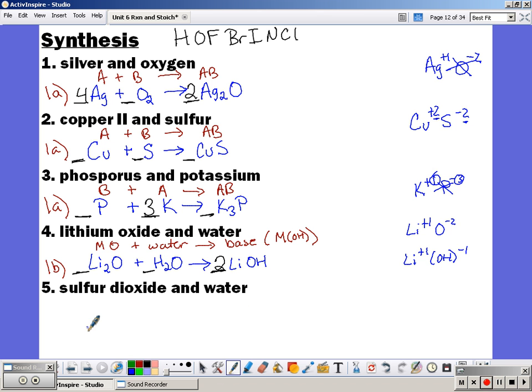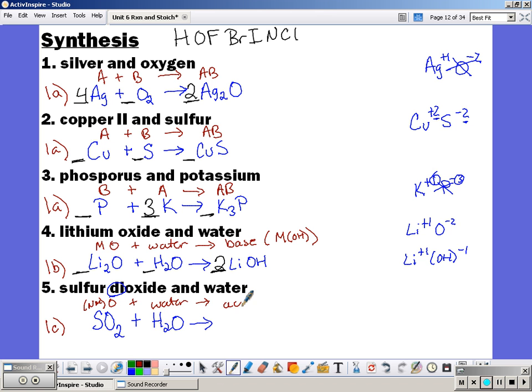Sulfur dioxide. I have a prefix, so I'm not going to cross charges. I'm simply going to write sulfur, dioxygen, 2 oxygens, and water, H2O. So this would be my nonmetal oxide plus water, so I'm following 1C. My nonmetal oxide plus water will give me an acid.